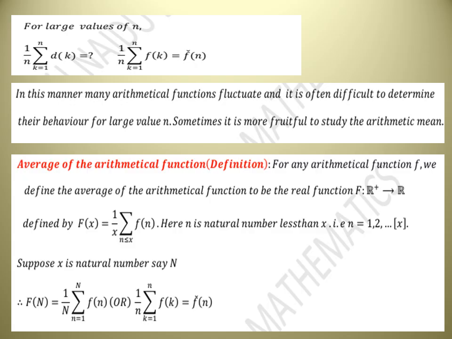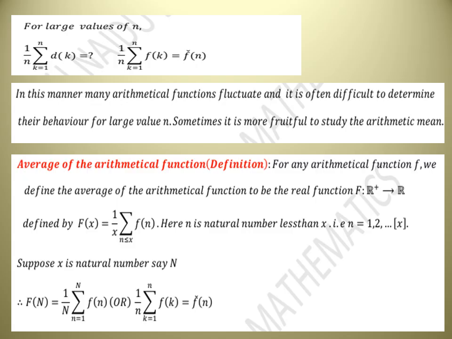So let us take the definition. For any arithmetical function f, we define the average of the arithmetical function to be the real function F from R plus to R, defined by capital F of x is equal to 1 by x times the sum of f of n, where n is less than or equal to x. Here n is the natural number less than or equal to x, and n is equal to 1, 2 up to the integral part of x.